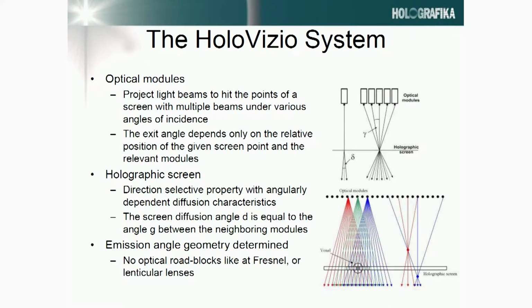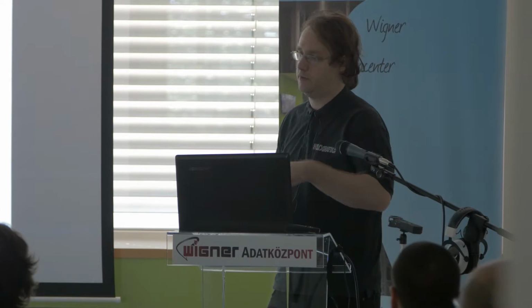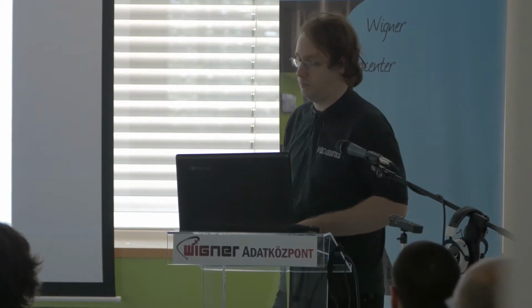We know that in order to generate differently colored light beams in different angles, we will need some kind of direction selective property of the screen. And because we are horizontal parallax only, we would like to diffuse the color in the vertical. The emission angle is going to be geometry dependent, so that we can avoid all kinds of optical roadblocks that make our life really hard, like Fresnel lenses or anticolor lenses or parallax barriers, because these will introduce all kinds of visual artifacts and other things in the system that we would like to really avoid.